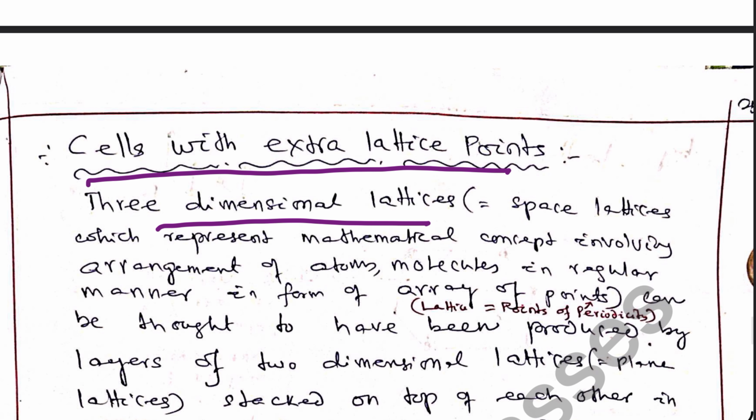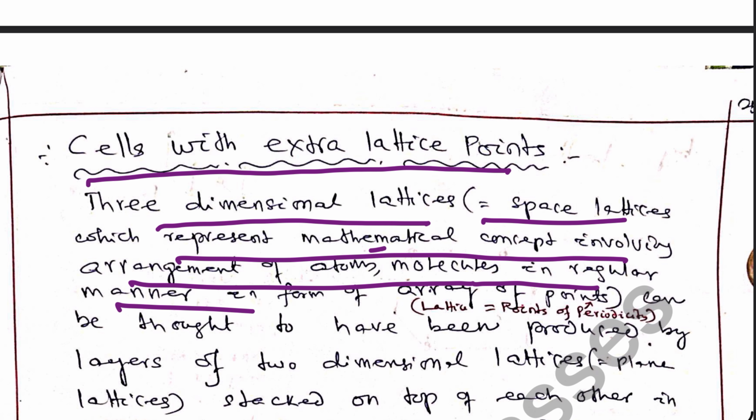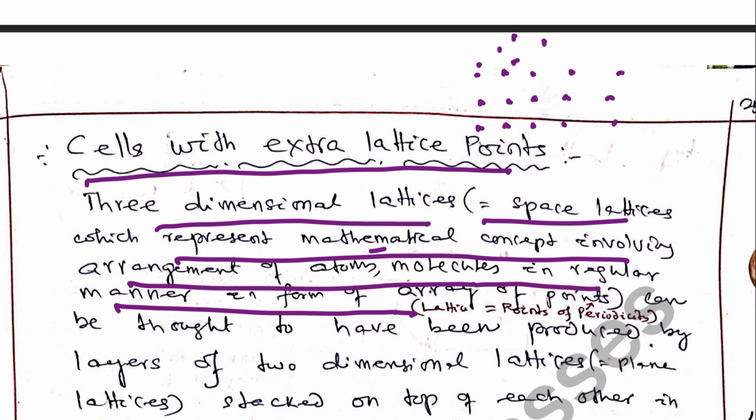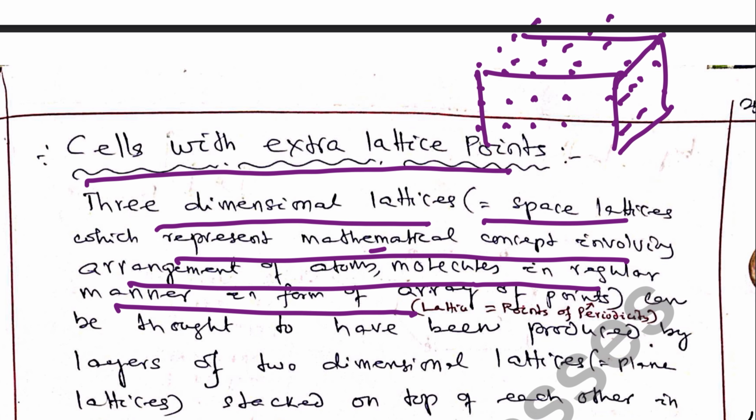The 3-dimensional lattices, or the space lattices, represent a mathematical concept involving the arrangement of atoms and molecules in a regular manner in the form of an array of points. Space lattice is simply the array of points arranged in 3 dimensions. So this is the type of arrangement. So this is the space lattice: arrangement of points in space.